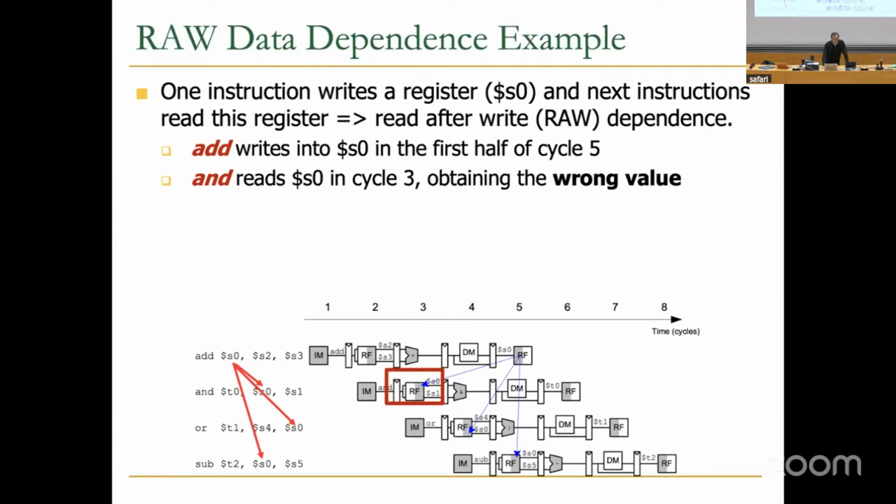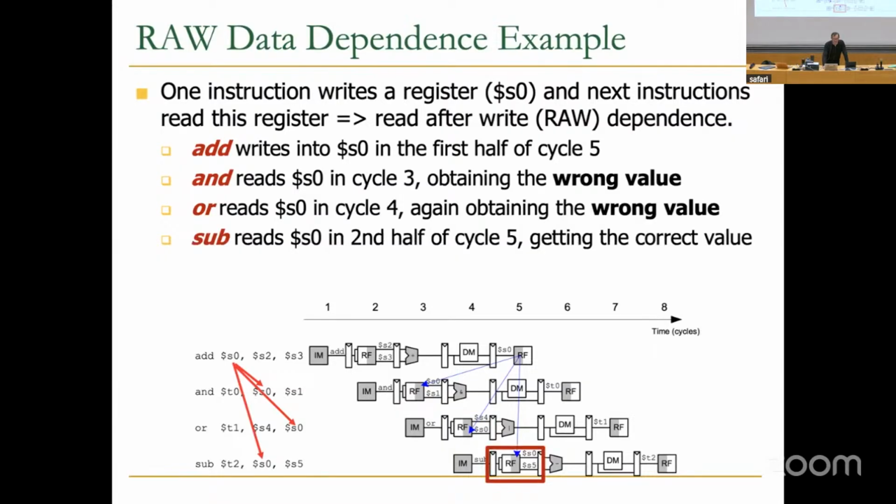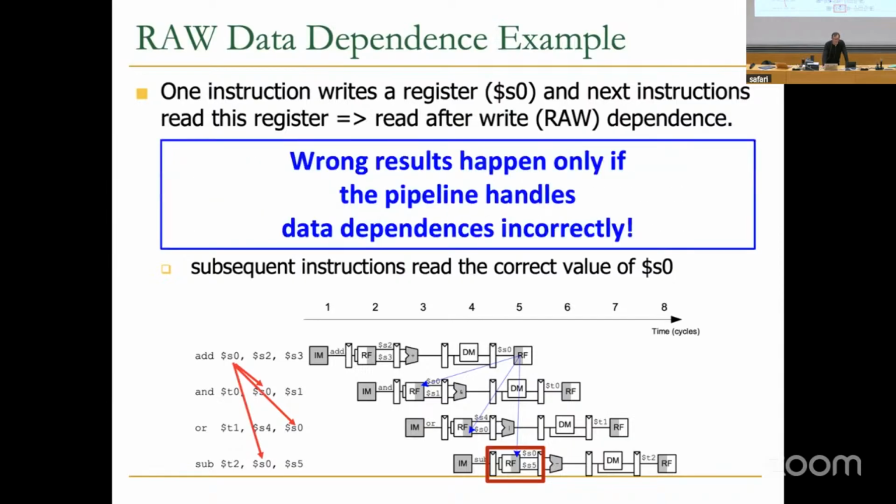The instruction reads S0 on cycle 3, obtaining the wrong value. Clearly, we did something wrong. We didn't stall. Or it reads S0 on cycle 4, again obtaining the wrong value. Only subtract will get the correct value. So basically, subsequent instructions read the correct value of S0 from the register file, including the subtract. So basically, wrong results happen only if the pipeline handles data dependencies incorrectly. That's why I don't like calling this a hazard, right? You need to make sure this doesn't happen. So, okay, this was one option, right? One option is to say, okay, I'm not going to add dependence checking logic.